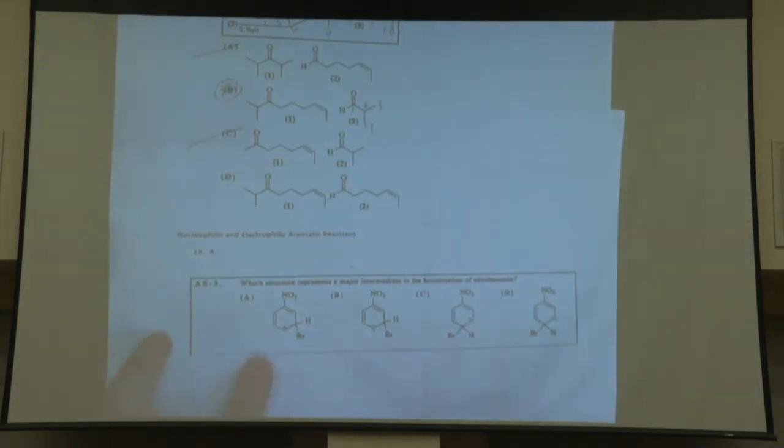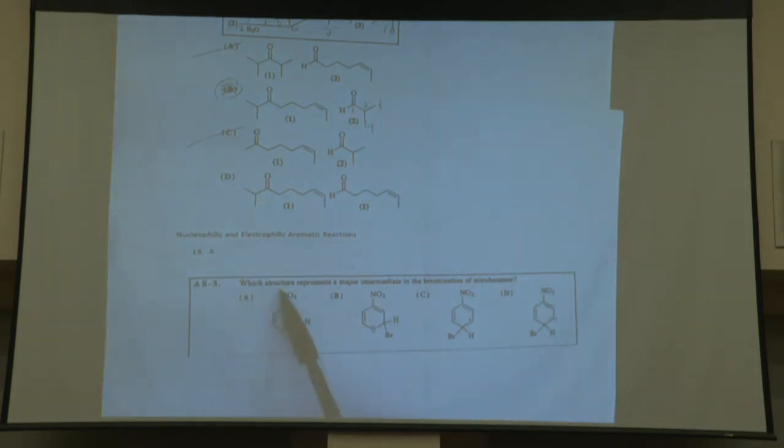Okay, so we're moving on to nucleophilic and electrophilic aromatic reactions. So you guys mostly did electrophilic. We did a little bit of nucleophilic towards the end. There was less emphasis on it, but the ACS has questions on both. So you should definitely brush up on both.